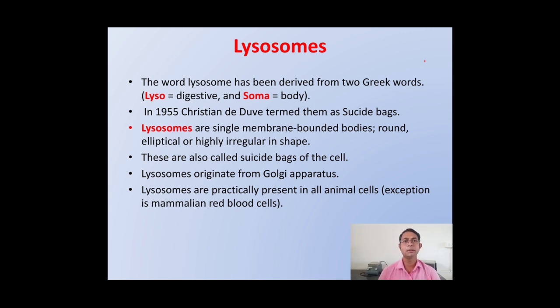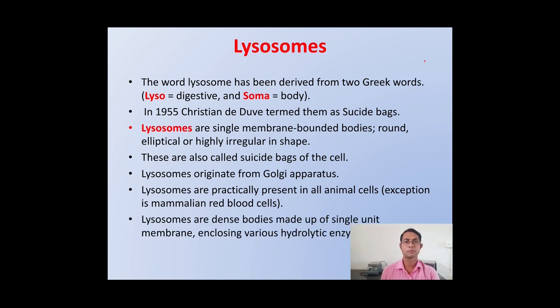The exception is the mammalian red blood cell. That means if we take a red blood cell from our body, we will not find lysosomes in it. In some plant cells it is also absent, and in some plant cells it is observed. So in plant cells it is rarely observed, but in animal cells it is present, with the exception of the mammalian red blood cell or red blood corpuscles. Lysosomes are dense bodies made up of a single unit membrane enclosing various hydrolytic enzymes. This lysosome has various enzymes, and those enzymes are hydrolytic enzymes, enclosed within the lysosome.